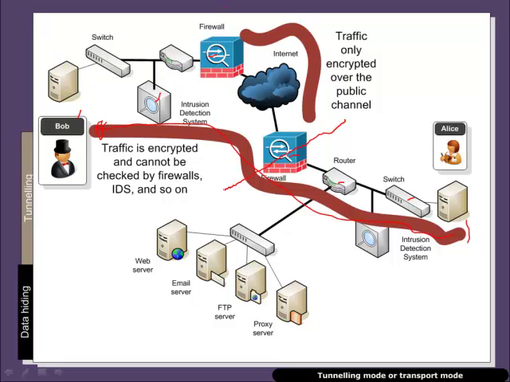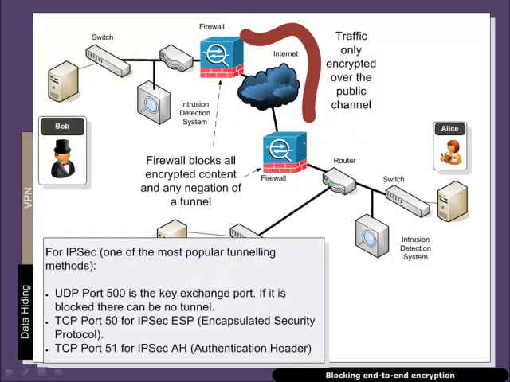What is more common is that we get encryption or a tunnel over a public channel. If this happens, then the actual content is unencrypted after the tunnel. So if we want to stop end-to-end tunnels from happening, then we can identify UDP port 500, as this is used for the key exchange between Bob and Alice. So this could be blocked by the firewall.